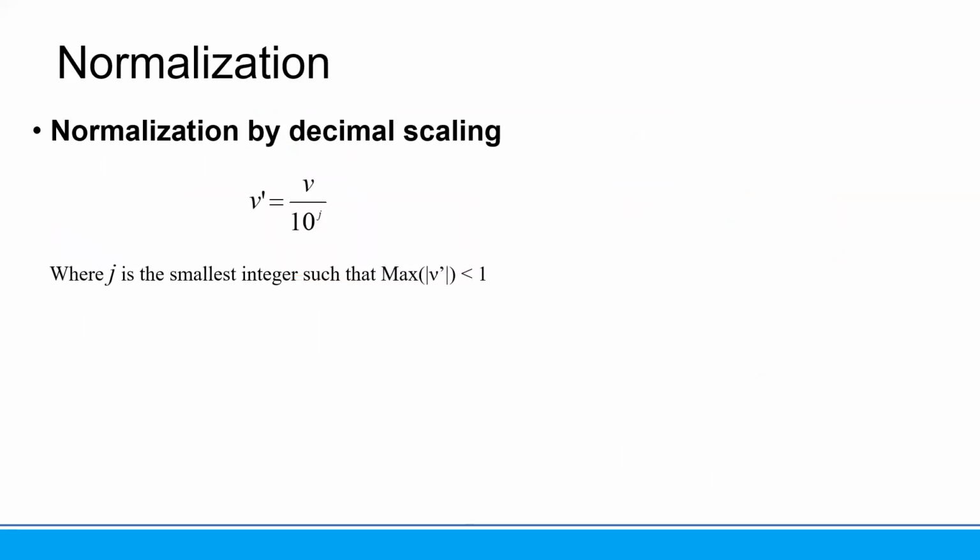The other kind of normalization is called normalization by decimal scaling. In normalization by decimal scaling, we have a new value v prime, which is equal to v, the value, divided by 10 to the power of j. What is j? j is the smallest integer such that the maximum of the new value will be less than 1.